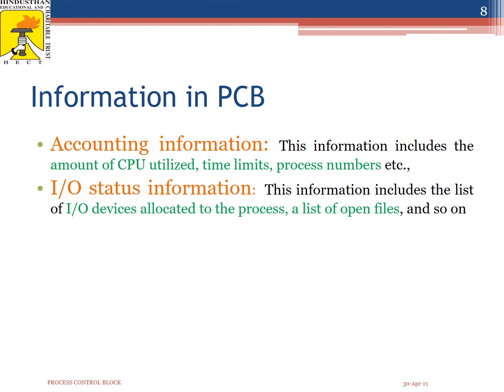The next one is accounting information. This field includes the amount of CPU utilized by the process for its execution time period. The next one is time limit. This value is used when the process is scheduled using the round robin scheduling algorithm. At last, it has process number. The next field is IO status information that gives the information about the list of devices and files required by the process for its execution time. So, totally 7 fields are maintained under PCB for the proper execution of the process.